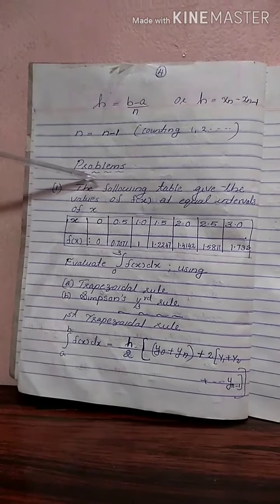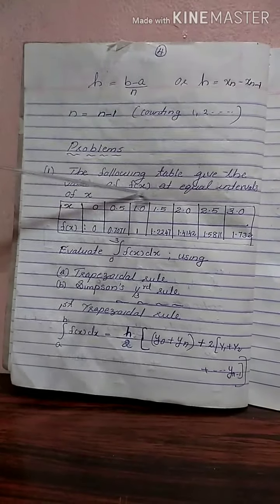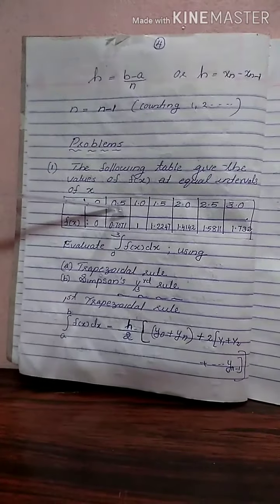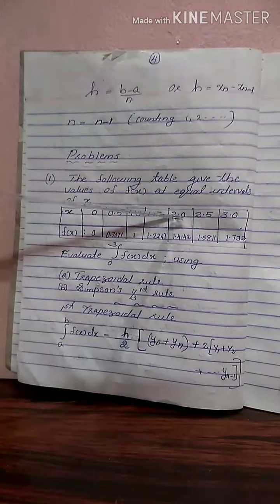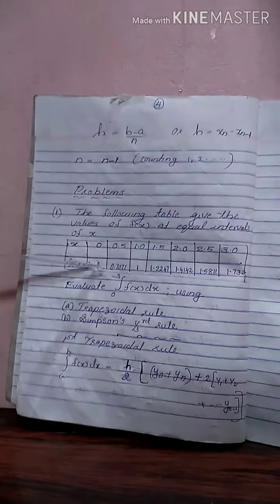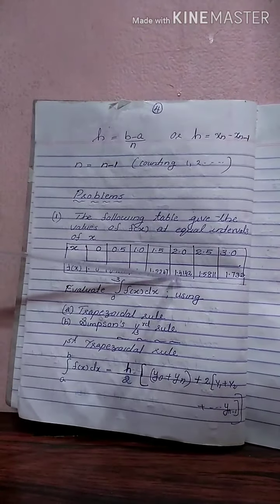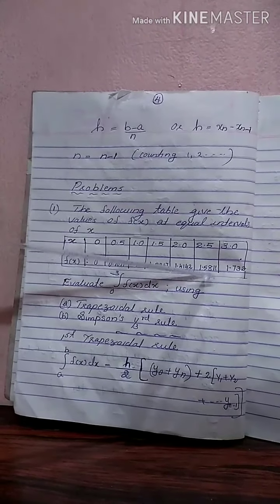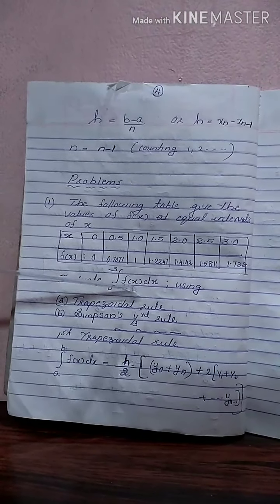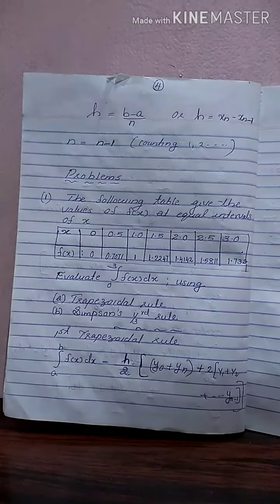First problem. Start with the first problem. The following table gives the values of f of x at equal intervals of x. The values of x are 0, 0.5, 1.0, 1.5, 2.0, 2.5, 3.0. The values of f of x are 0, 0.7071, 1, 1.2247, 1.4142, 1.5811, 1.732. Evaluate integration 0 to 3 f of x dx using the trapezoidal rule and Simpson's 1 by 3rd rule.